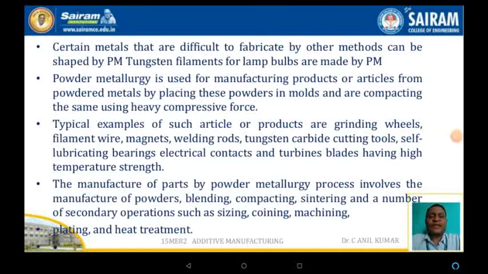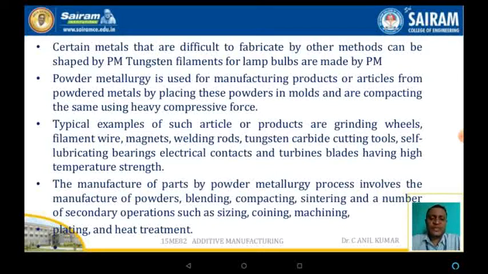Certain materials are very difficult to fabricate using the normal conventional methods. In such cases, powder metallurgical techniques are adopted. The best example for this method is the tungsten filament. Powder metallurgy is used for manufacturing products from metallic powder, by placing the powders in a mold and compacting them to the required shape. Typical examples of such products are grinding wheels, filament wires, magnets, and tungsten carbide cutting tools.